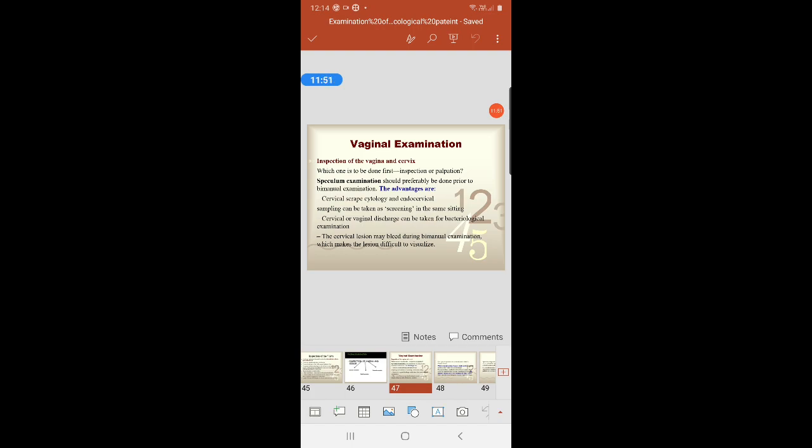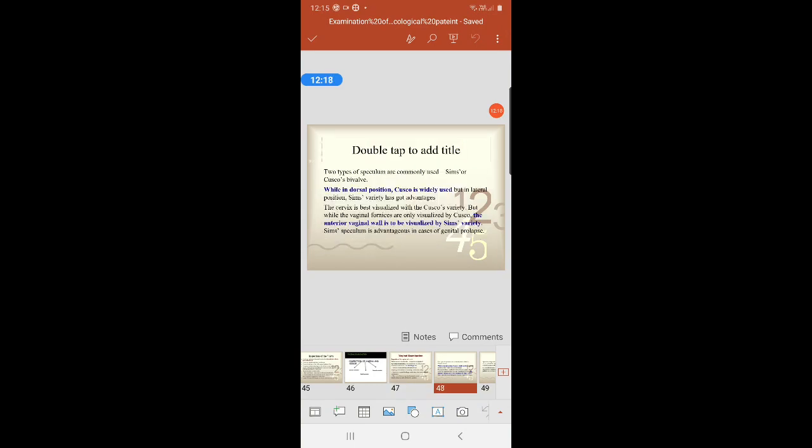The cervical lesion may bleed during the bimanual examination, which makes the lesion difficult to visualize. So if we do the vaginal examination first, suppose there is any pathology, it starts bleeding, and then we cannot visualize the lesion properly. That's why we should always start the vaginal examination with the speculum examination, then we can go for the digital examination. So these are the advantages of performing the speculum examination.